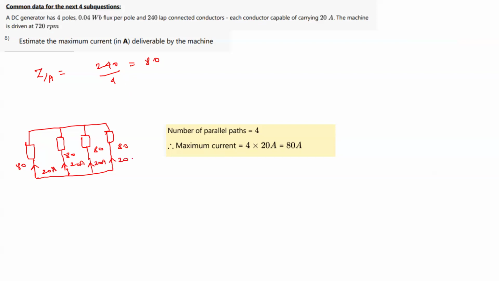So what is the total current at the output? They're asking for the maximum current which can be delivered by the machine. So the maximum current which can be delivered by the machine is 20 ampere into 4, which is 80 amperes.